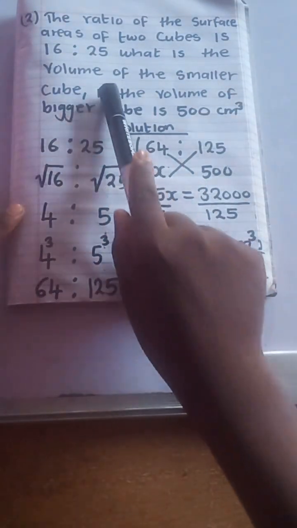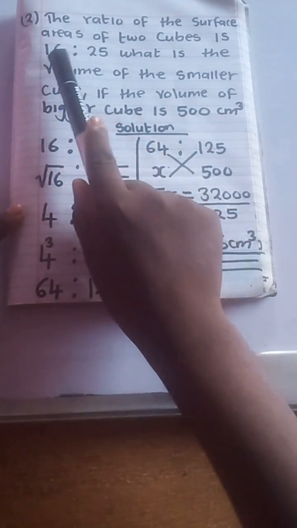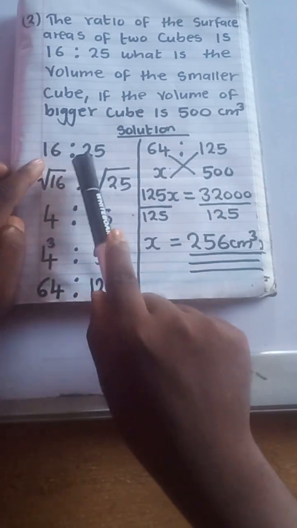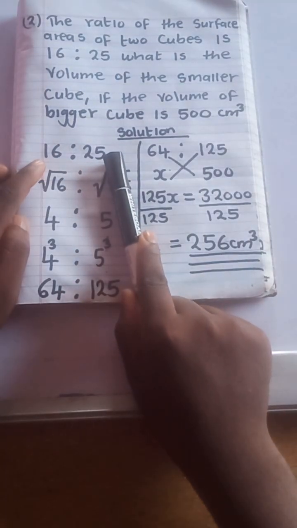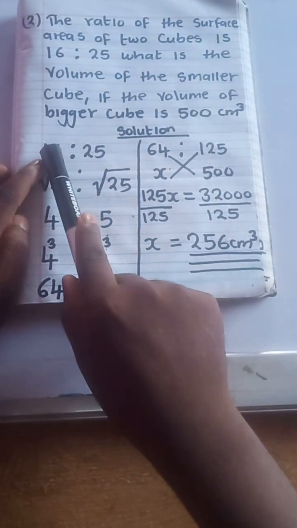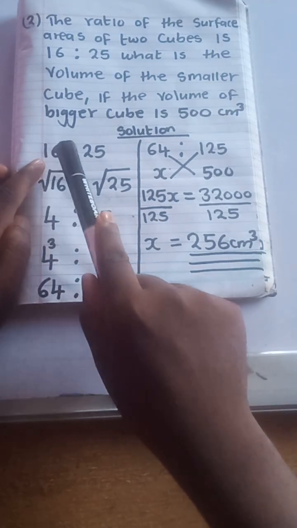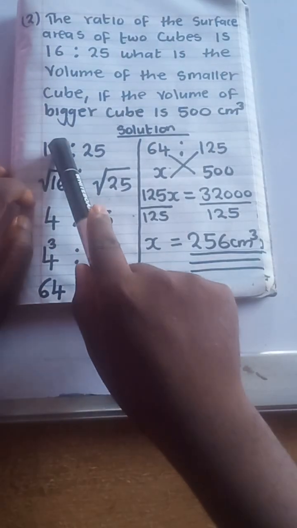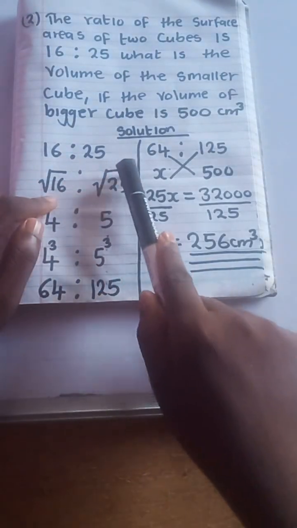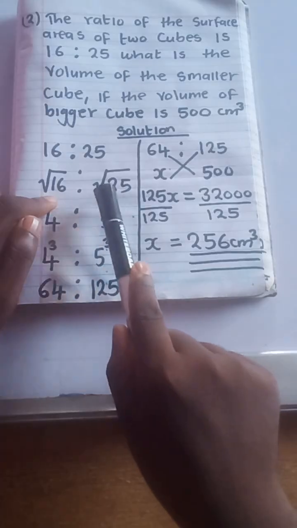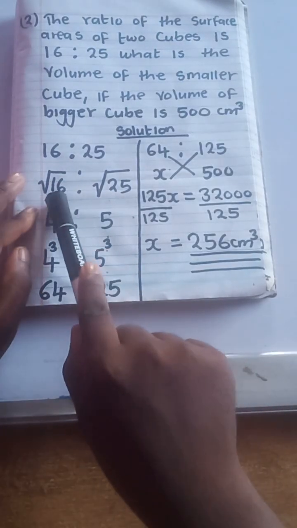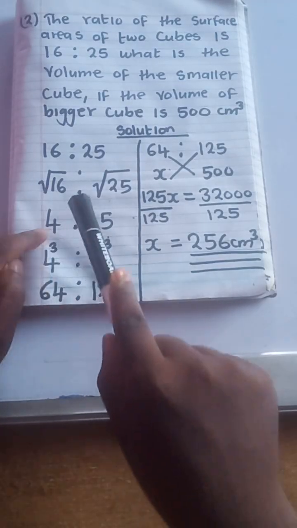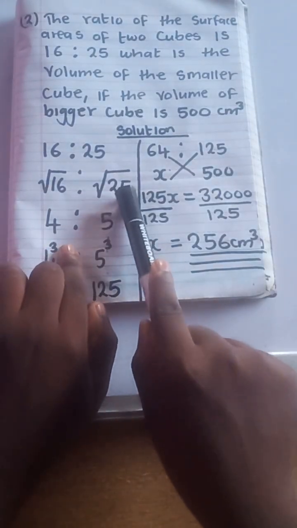So when you're answering this question, you look at the numbers given. As you can see, this 16 to 25, they are connected to a square root. So once you see that, this is what you do. You put 16 inside the square root, also 25 inside the square root too. And then you ask yourself, what is the square root of 16? It's 4. What's the square root of 25? It's 5.